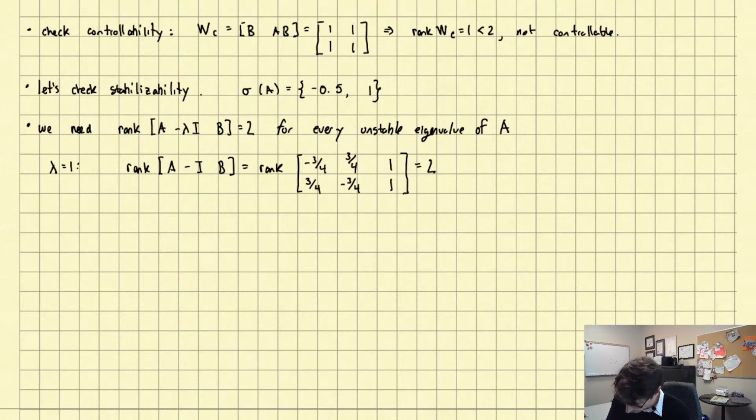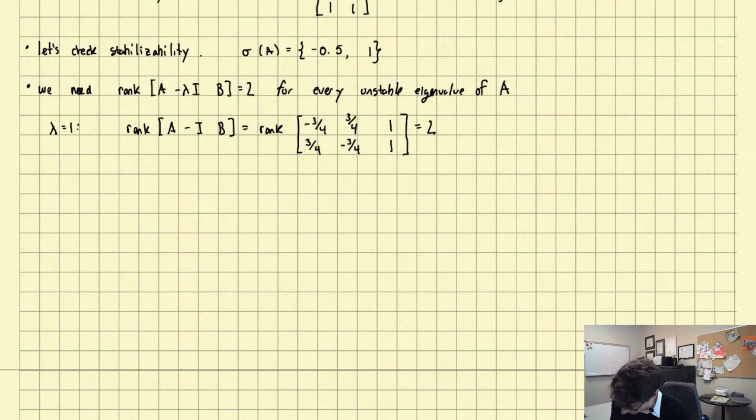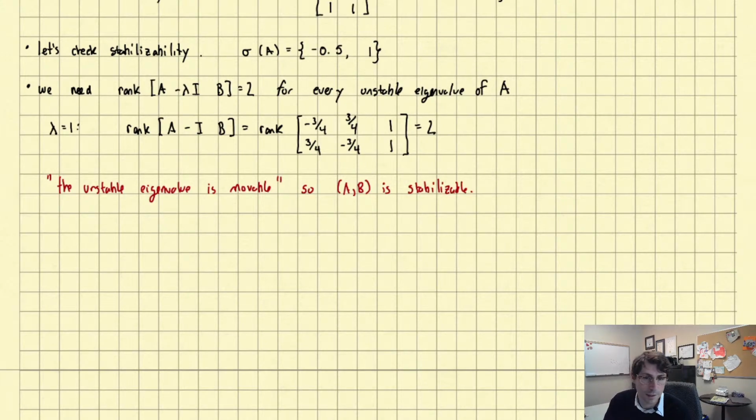I'm just going to write this as the following. The unstable eigenvalue is movable. And so (A, B) is stabilizable. That's kind of an intuitive way to think about it: we can actually move that bad eigenvalue.